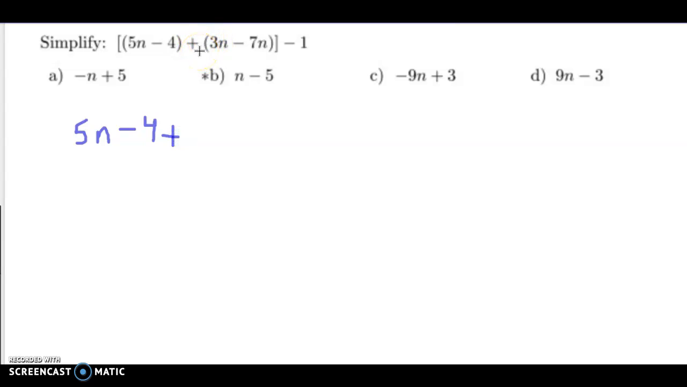And if I were to multiply positive 1 times both things inside those parentheses, all I get is 3n minus 7n, because anything times a positive 1 is itself. I then go ahead and bring down this negative 1.